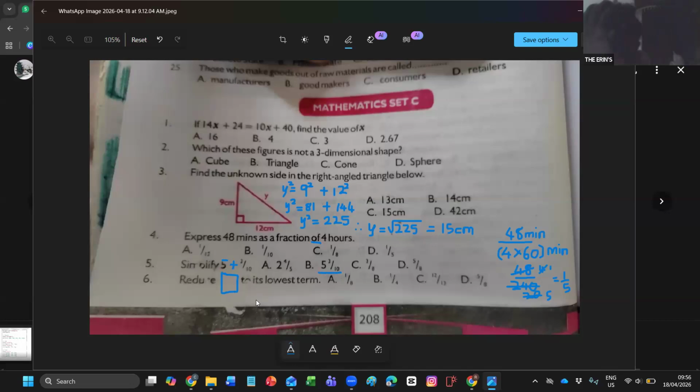Reduce it to its lowest. There's something there that's missing. Reduce blah blah blah to its lowest. So we don't know. So that means we should leave it, isn't it? Yes, sir. Alrighty. So wait, let me get my book. I'm going to check.